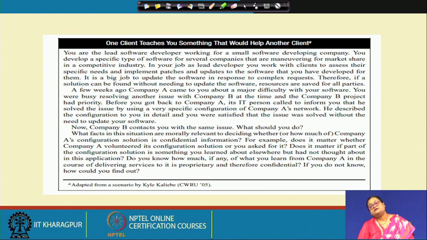So, instead of updating a software, if some solution can be found, life becomes easy for you also, and the clients' software doesn't require an update and their problems get solved also. And if there are certain issues according to their specific needs and it saves resources, so the intention here is fine. Next comes the second part of the case, and from here we need to concentrate.